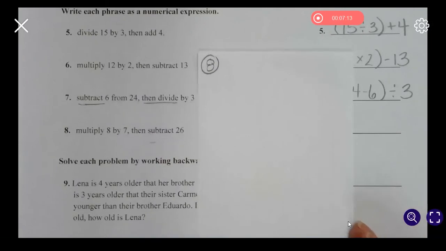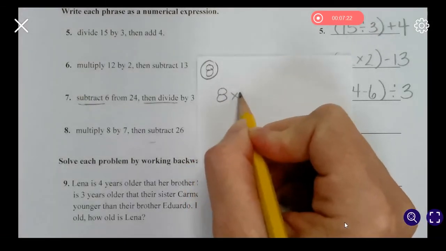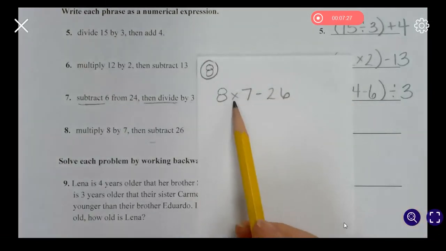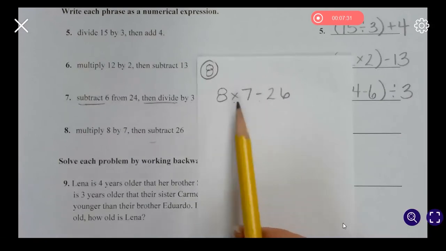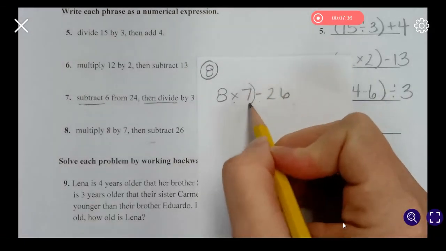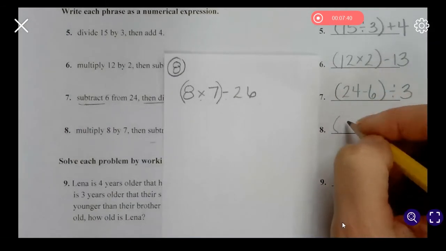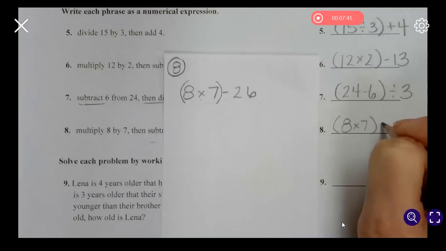Question number 8. Multiply 8 by 7, then subtract 26. So we have 8 times 7, subtract 26. Multiplication comes before subtraction in the order of operations, so I can write this problem as is, or if I wanted to, I could put parentheses around 8 times 7. So for number 8, parentheses are optional.